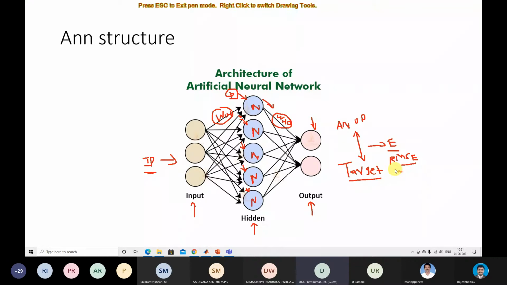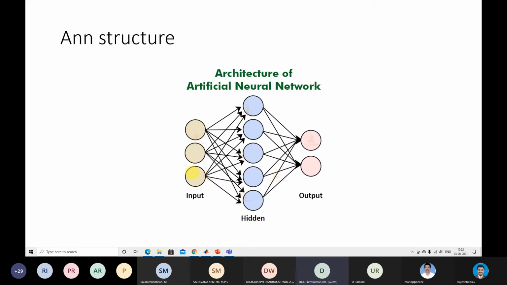After some iterations, you will get a trained neural network for your input and target, and that trained network can be used for your application. So this is the process of the artificial neural network, the way we train the neural network. Next, you have to see the structure of ANFIS.